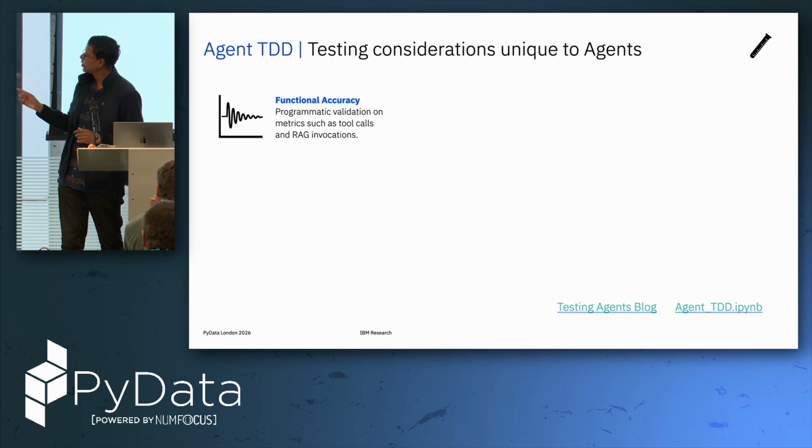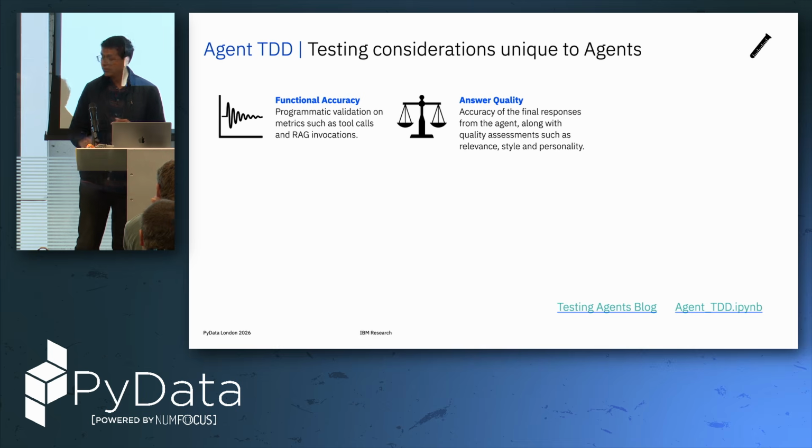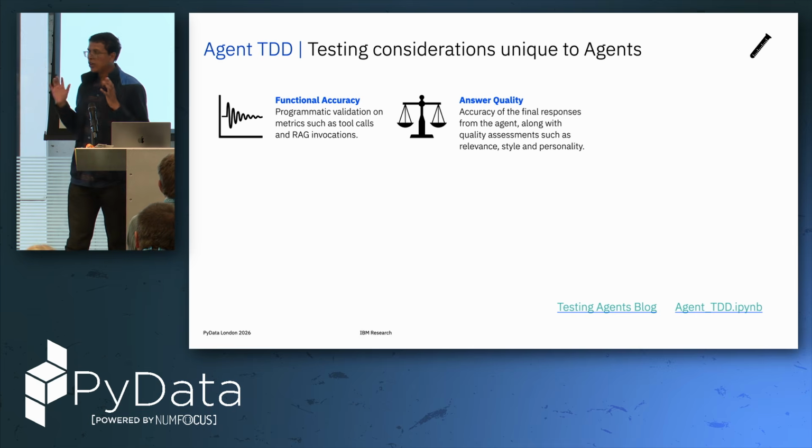Functional accuracy also goes into RAG. Atul, you asked the question in the last one of what about RAG evaluations? So some of the blogs at the bottom there will help identify some techniques for that as well. You want to look at answer quality.